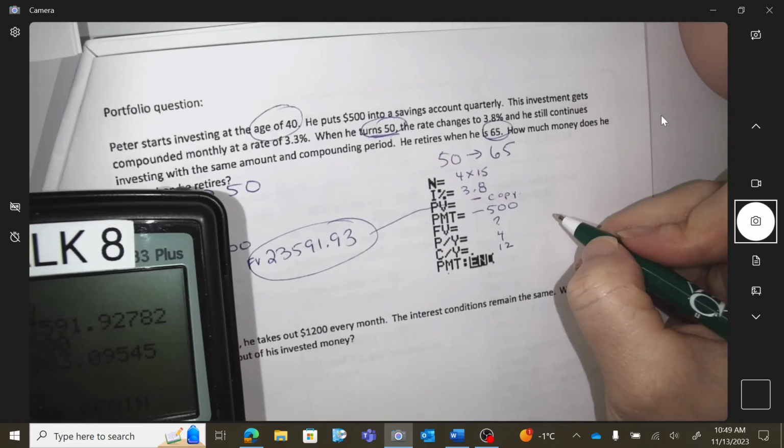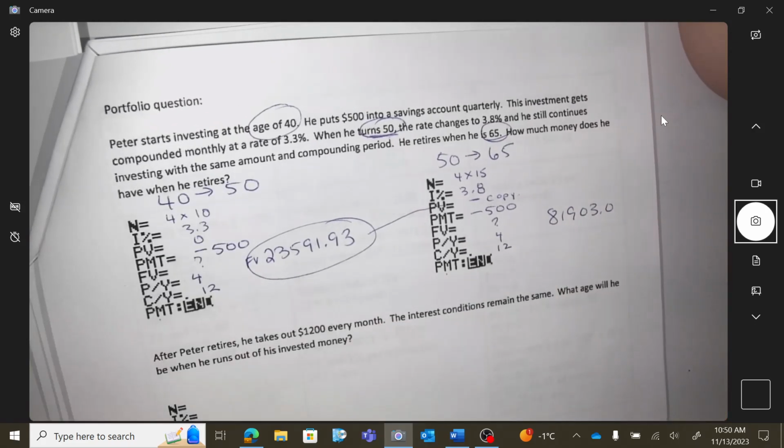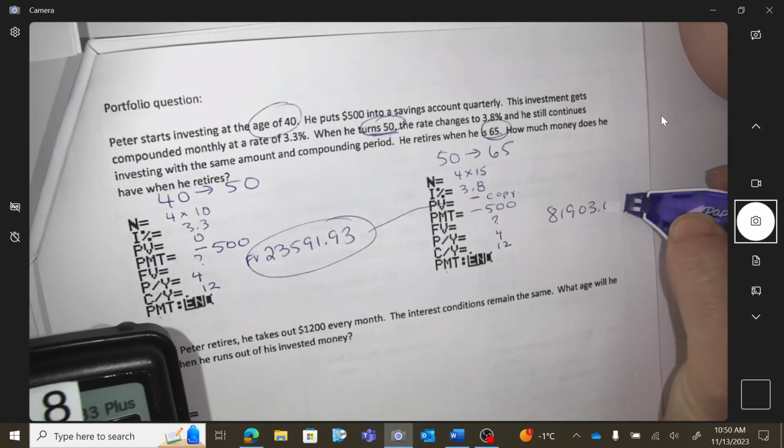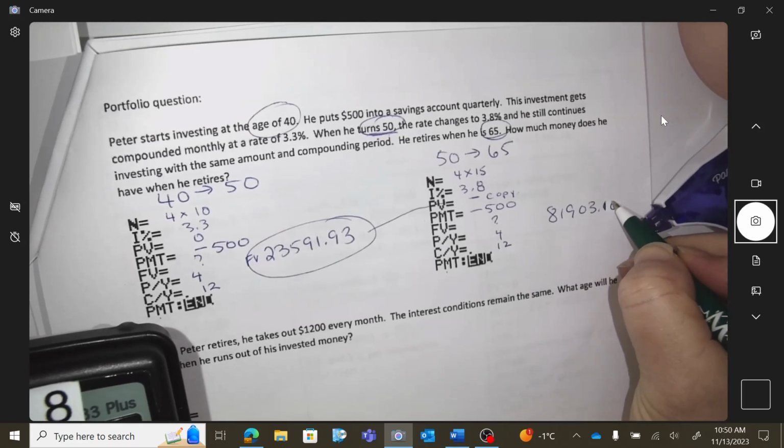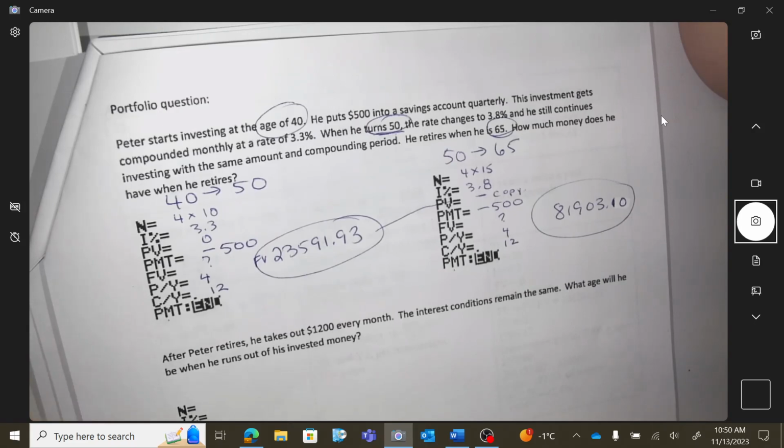Okay, everyone's number was good, 81,000. Matching? Okay, there is for sure one like this on the test. Exactly this kind of format, so make sure you have this all down pat.